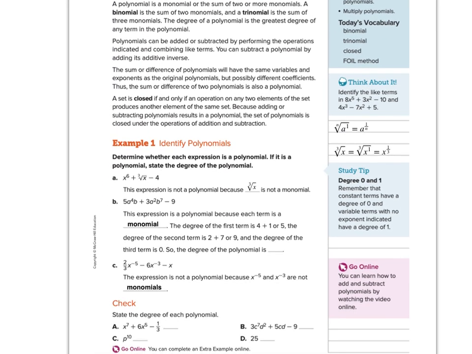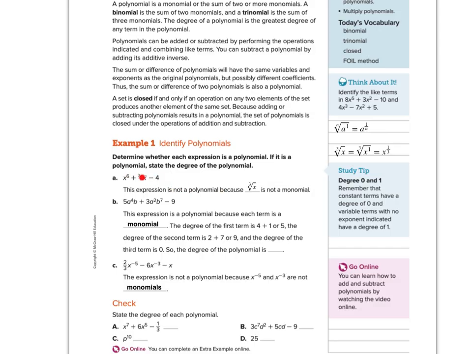Determining whether an expression is a polynomial. If it is a polynomial, state the degree of the polynomial. Well, I put these little notes over here as a reminder that this square root thing is how we would reorder that as a fractional exponent. It's not a monomial here or a polynomial here because our variables, our degrees have to be positive integers, and that is not an integer, that is a fraction. So that's why in this example they said that is not technically a polynomial.